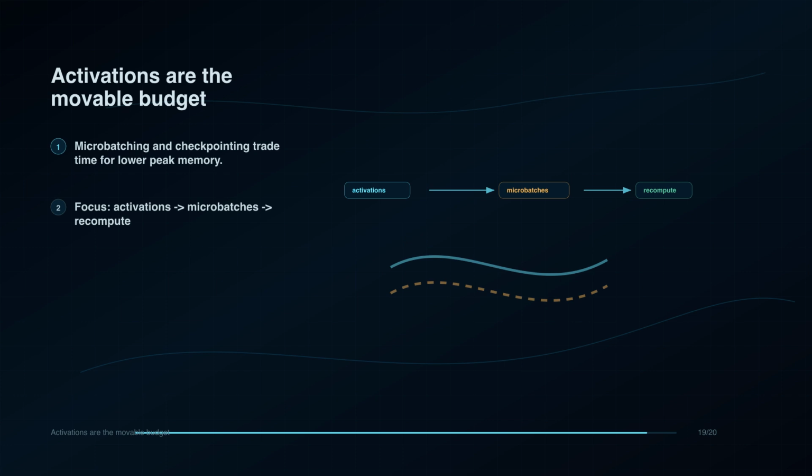Activations create another memory category. Backward needs intermediate values from the forward pass, so training saves activations for many layers. Their size grows with batch, sequence length, hidden width, and depth. Gradient accumulation processes several smaller microbatches before one optimizer update, reducing peak activation memory while preserving a larger effective batch. Activation checkpointing saves fewer intermediate values and recomputes them during backward, exchanging additional flops for lower memory use.